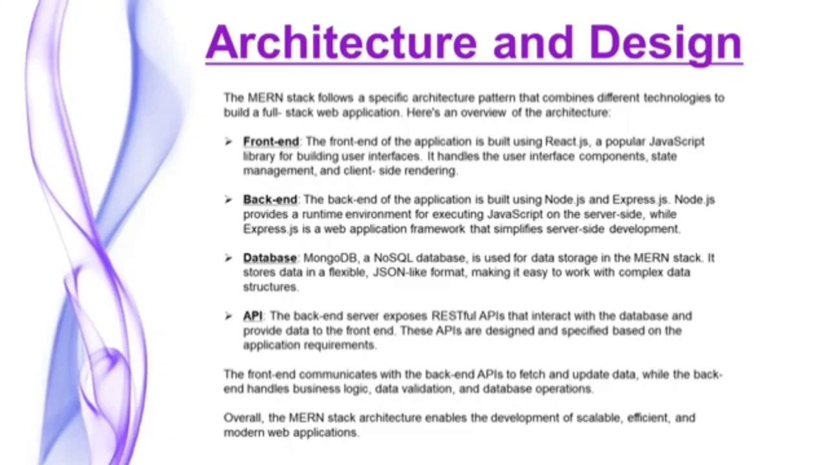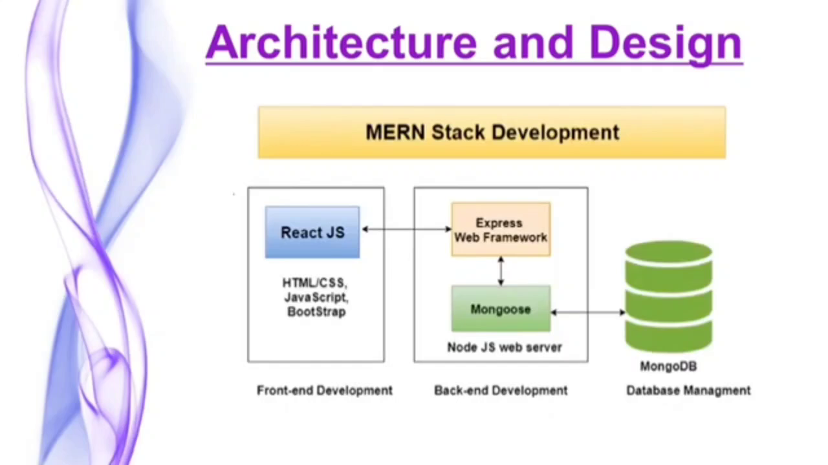API. The backend server exposes RESTful APIs that interact with the database and provide data to the front end. These APIs are designed and specified based on the application requirements. The front end communicates with the backend APIs to fetch and update data, while the backend handles business logic, data validation, and database operations. Overall, the MERN stack architecture enables the development of scalable, efficient, and modern web applications. So here is a diagram of the MERN stack development showing the front end, the back end, and the database management and how they communicate with each other.